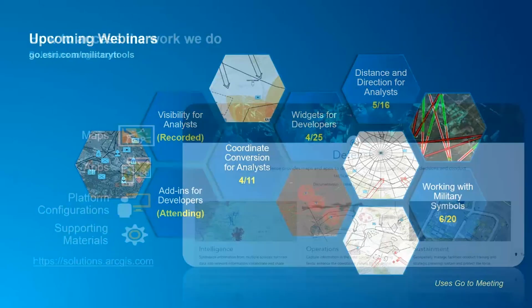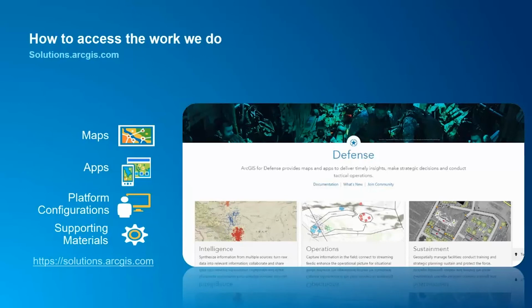And so how do you access the work? Military Tools for ArcGIS is just one of the things that we do. We also create a lot of other different things, and we are a part of a group called Solutions, and we're just the defense team. There are also other teams that create solutions for state and local government, emergency management, utilities, and telco. So I challenge you to go out and look at Solutions at arcgis.com and see all the different solutions that we have available. Some of those might fit some of the challenges you're facing today.